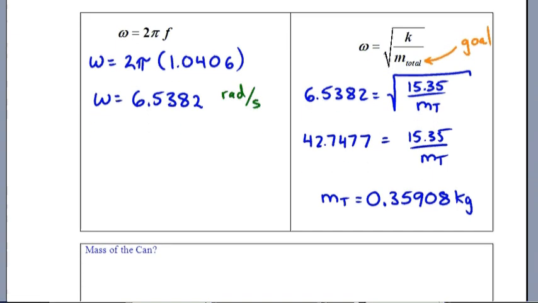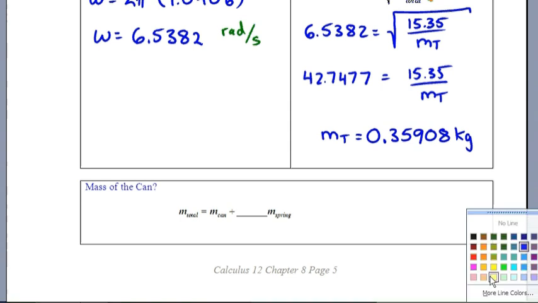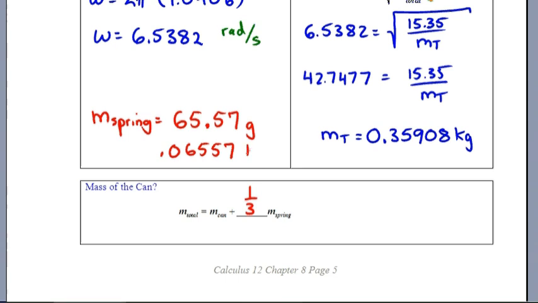Now there's a catch though. When I go to make a mass to try to hang on this spring, I have to remember that the spring is out there too, and 1/3 of the mass of the spring kind of comes along for the ride. Let me tell you that the mass for this spring, it won't change for when you do your little demo as well. It's 65.57 grams, or 0.6557 kilograms.